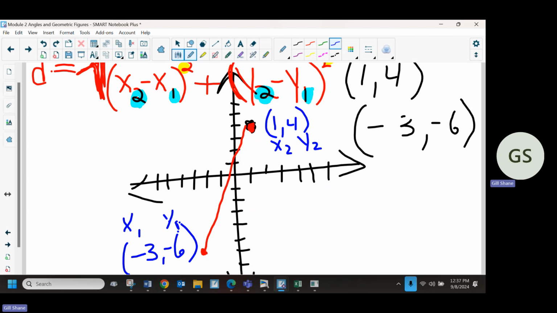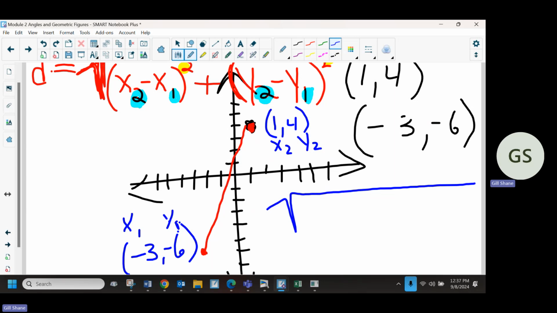If you label correctly, there are still some mistakes kids make, but you're way more than halfway there to solving and getting the distance between those points, or the length of that red line. So now I draw that. I'm going to start plugging stuff in.